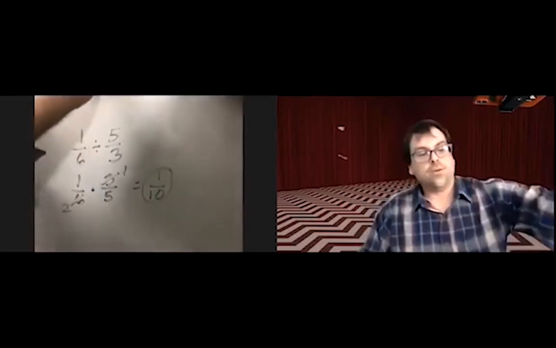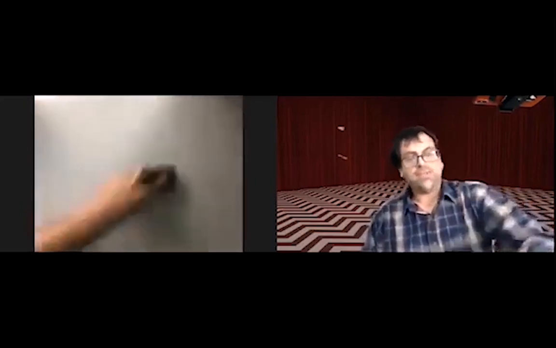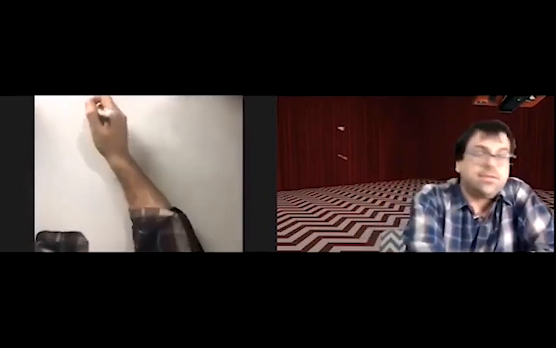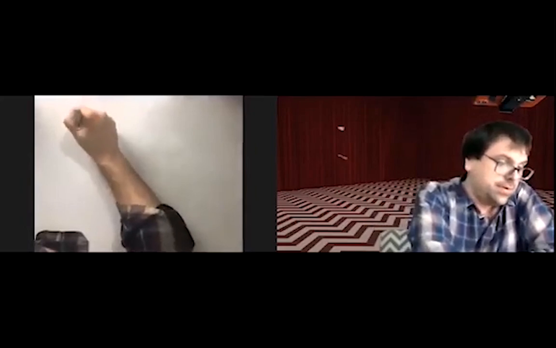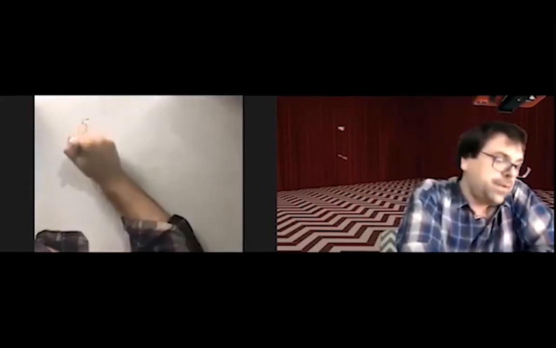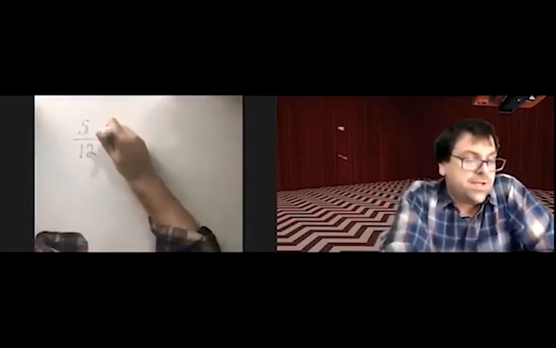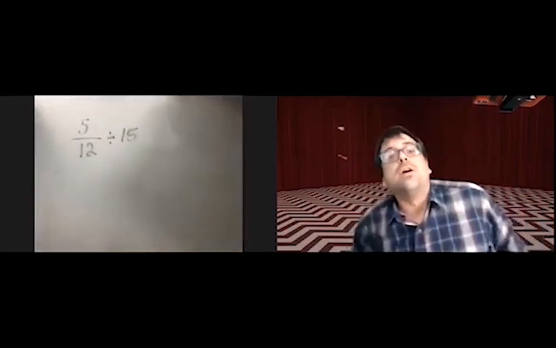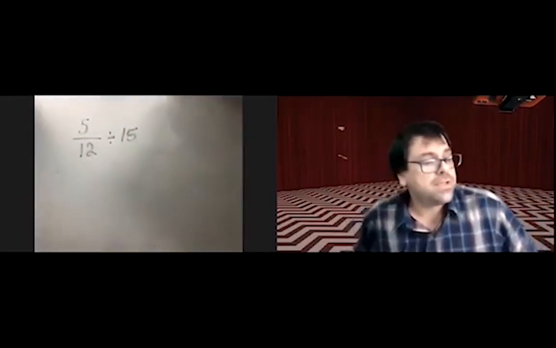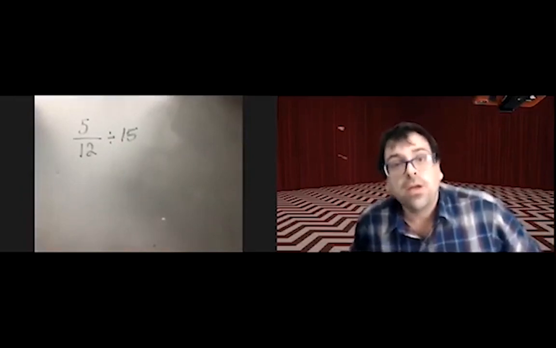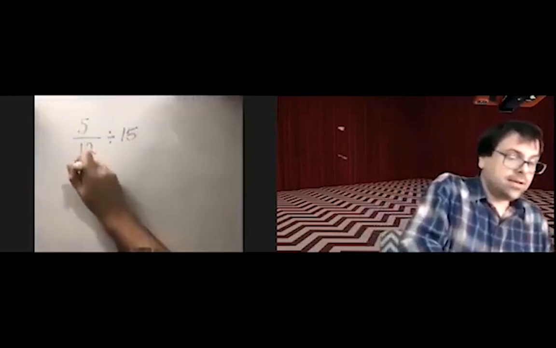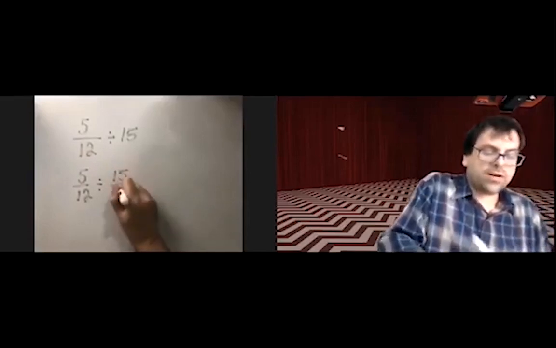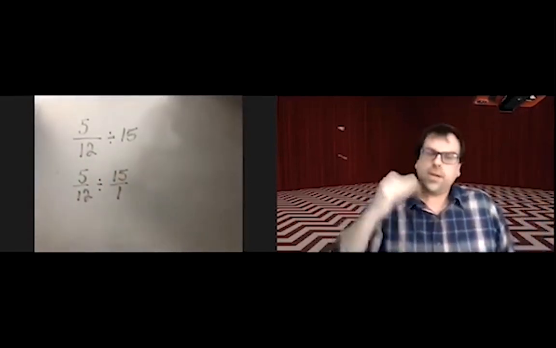There'll be more practice with this in the homework. But let's go ahead and bring in dividing by whole numbers. 5/12 divided by 15. Remember, when we were doing our multiplication problems and we had a whole number pop up, we had to write it as itself over 1. We have to see it as a fraction before we can flip the fraction.